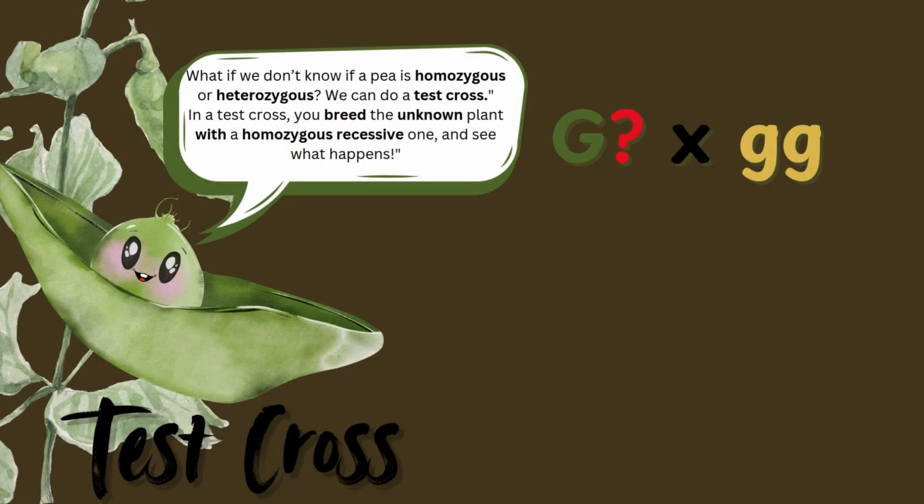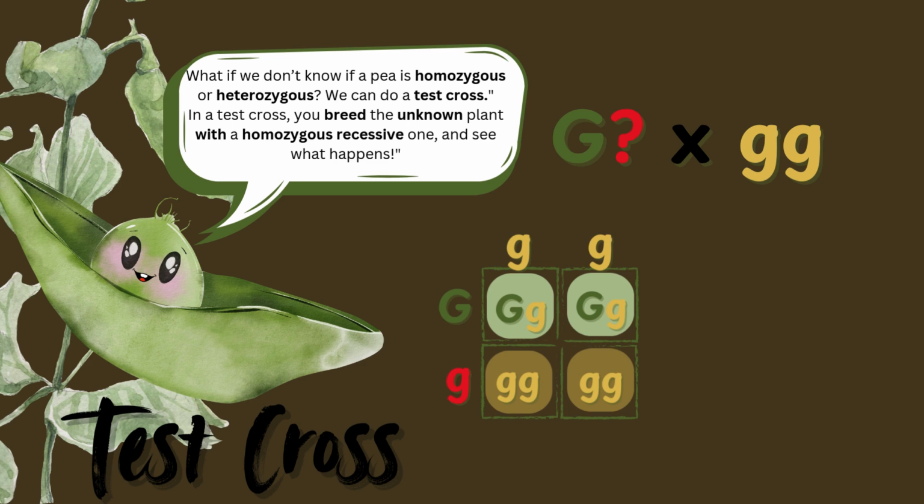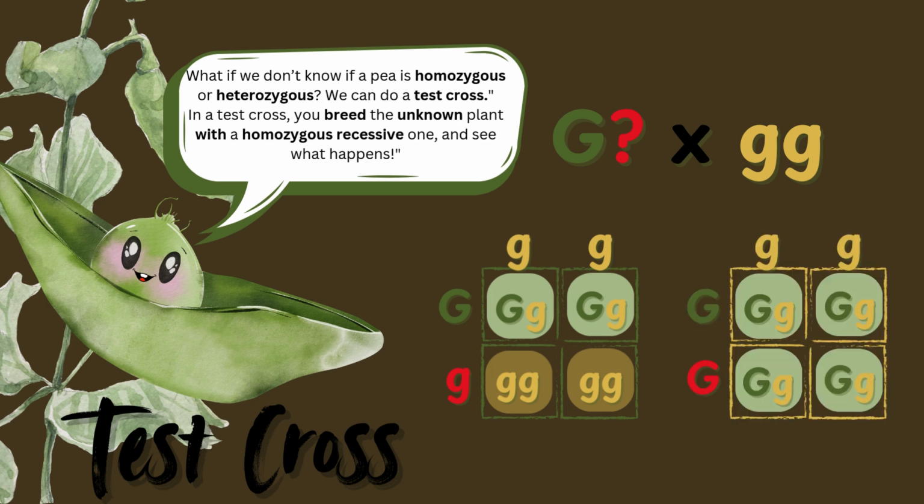What if we don't know if a pea is homozygous or heterozygous? We can do a test cross. In a test cross, you breed the unknown plant with a homozygous recessive one, little g, little g, and see what happens. Half of the offspring are green, big G, little g, and half are yellow, little g, little g. So the unknown parent was heterozygous. Cool, huh? If all offspring were green, we'd know the unknown parent was big G, big G.